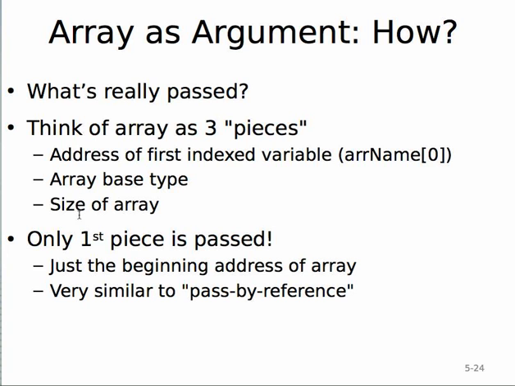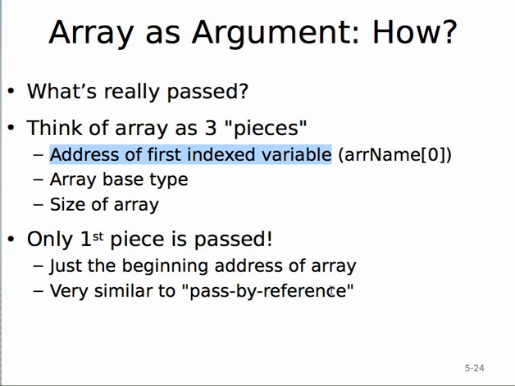These two things are not passed in. When you pass an array as an argument to a function, only the first thing is passed, that is the address in memory of the first element or the first indexed variable of the array. Okay, so one of the effects of that is that this looks very much like pass by reference.